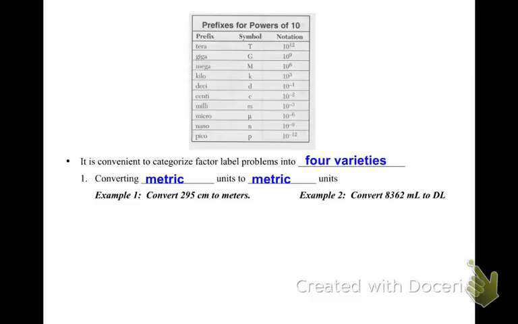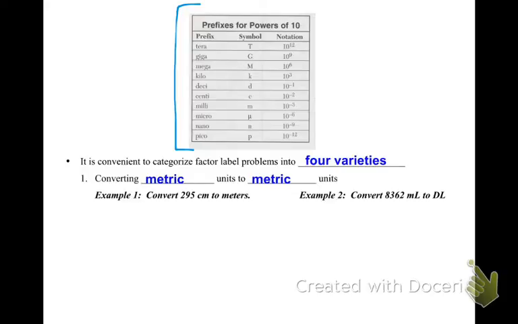So now we've got 4 different types of conversions that we can possibly encounter here in physics. The first one would be pretty simple, a metric to a metric conversion. So if you don't have your reference tables out, please make sure that you get them out, because we're going to be using our prefixes for powers of 10 reference table.